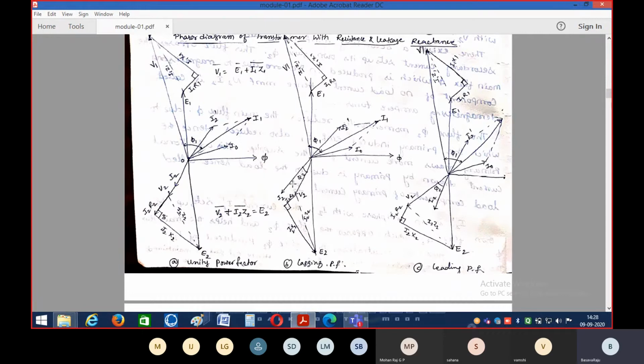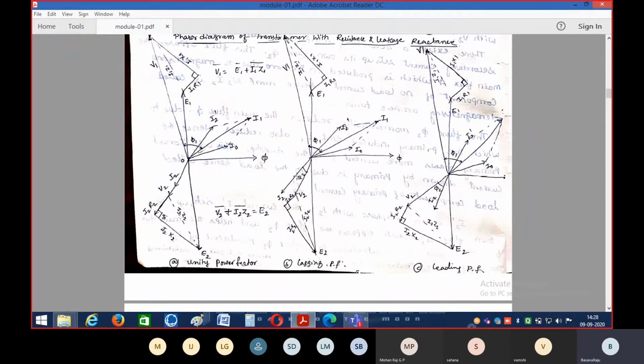Okay. Now if you reverse this I2 current, I2 is nothing but the secondary current. That secondary current if you reverse, then we get I2 dash. The vector addition of I0 and I2 dash results in the value of the primary current, that is I1. Okay. Now I1 we have, I2 we have.